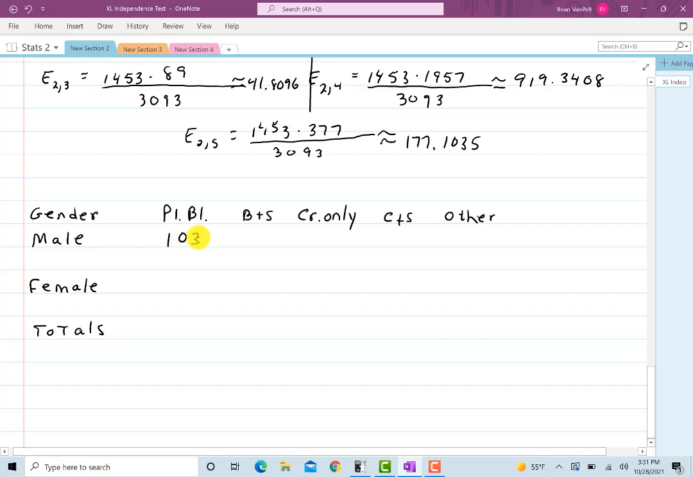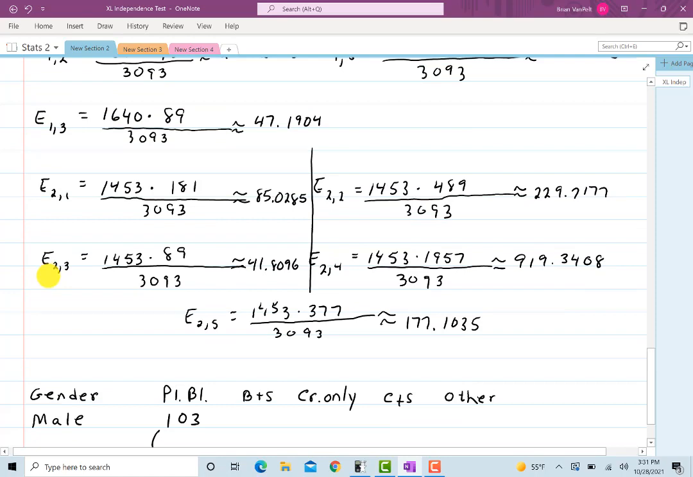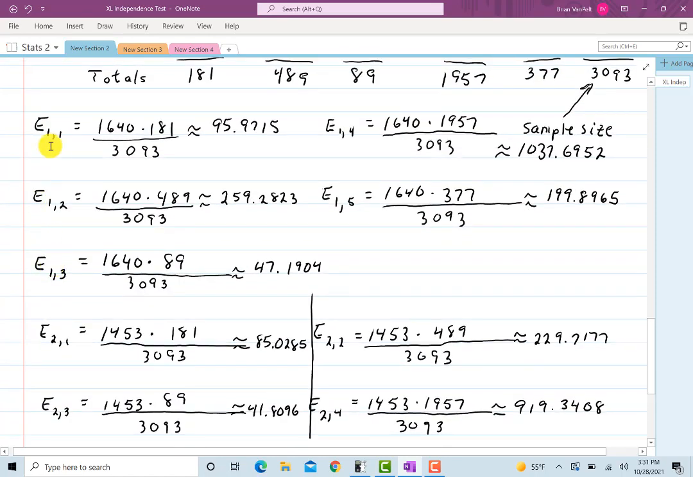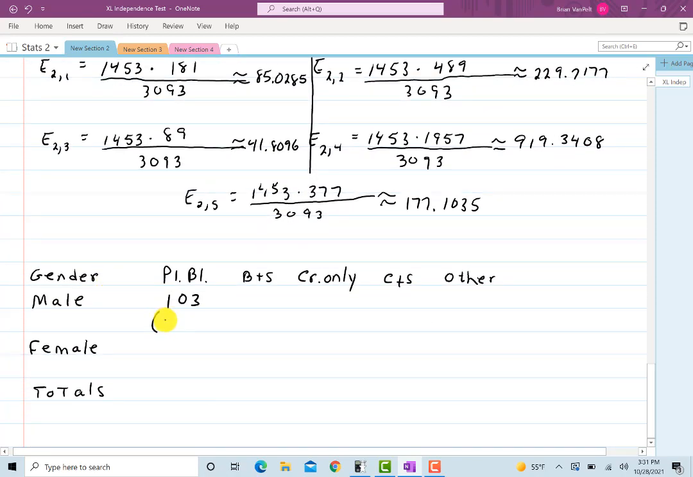And let me put in my numbers. 103 is what was in there. For this part, I'm going to put underneath of it, in the 1-1 spot, the 95.9715. That's the expected frequency. I know it's a decimal and everything like that, but mathematically, this is the expected frequency. And then when I put the 78 underneath of that, I'll put my 85.0285. So look for E21 for that one. And then I'll just go in and put in the rest of my numbers that I was given.